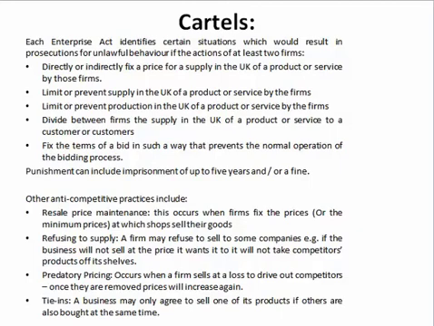Other anti-competitive practices include resale price maintenance. This occurs when a firm fixes the price or the minimum price at which shops sell their goods, refusing to supply otherwise. A firm may refuse to sell to some companies. If a business will not sell at the price it wants, it will not take competitors' products off its shelves. Predatory pricing occurs when a firm sells at a loss to drive out its competitors. Once they are removed, prices will increase again. Tie-ins: a business may only agree to sell one of its products if others are bought at the same time.